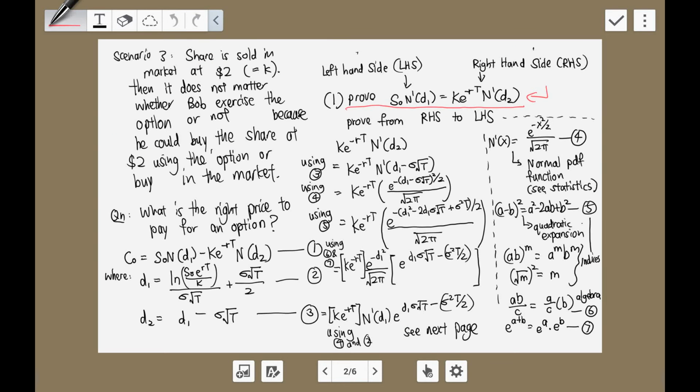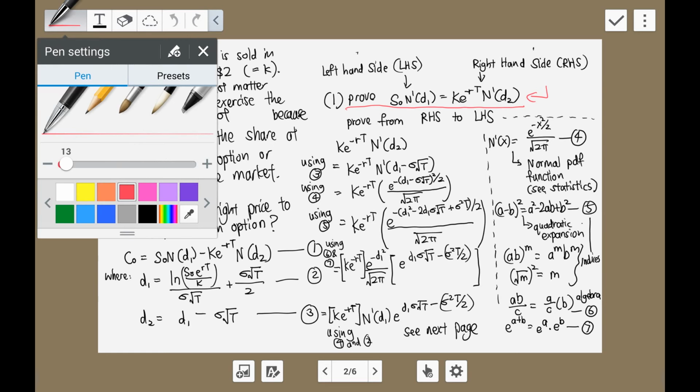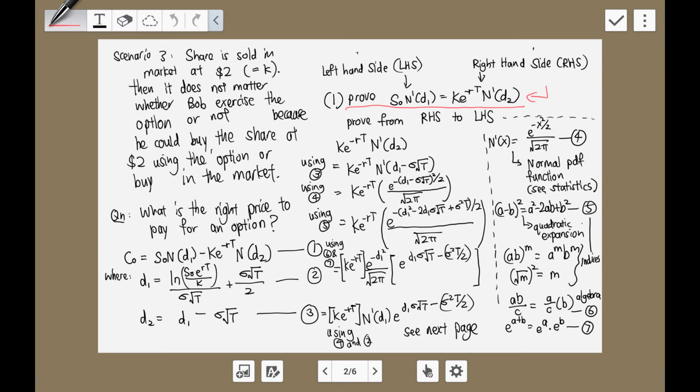This is the second part of a 4-part video addressing a tutorial from financial maths. It's about the Black-Scholes call option pricing model. In part of the tutorial, we are asked to prove that this equals this. As I mentioned in part 1, this is the strike price, this is the interest rate, this is the time to maturity, this is the probability distribution function, and this is also a probability distribution function, and this is the current price of the share.